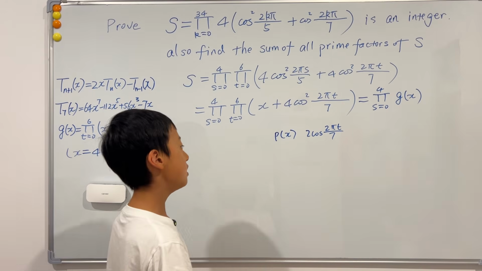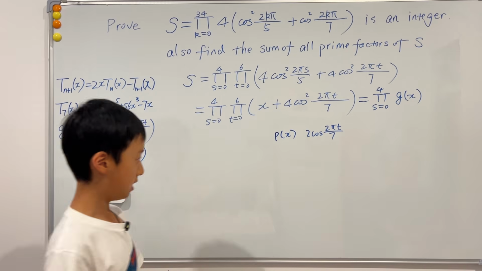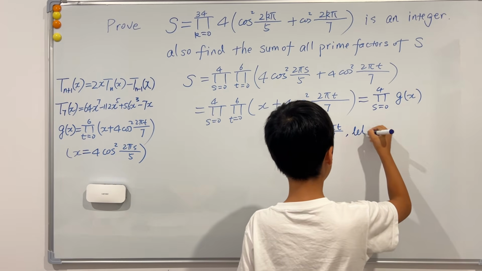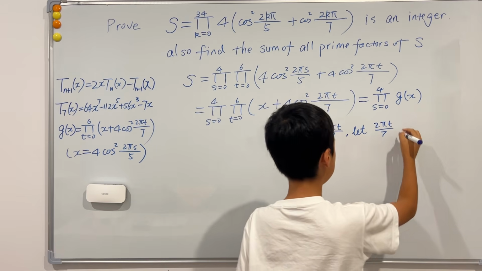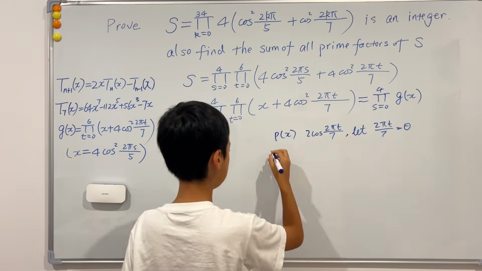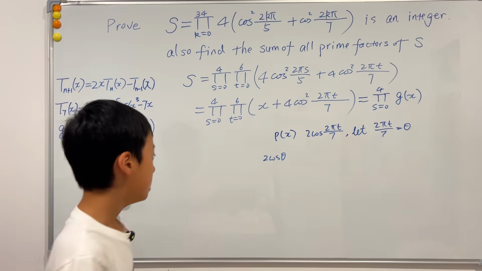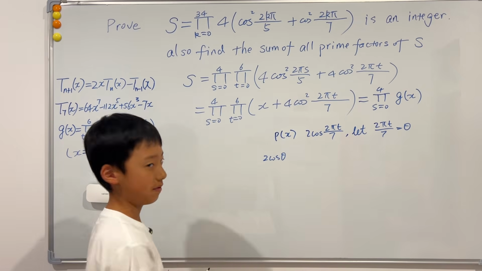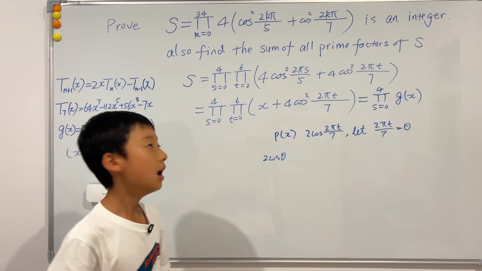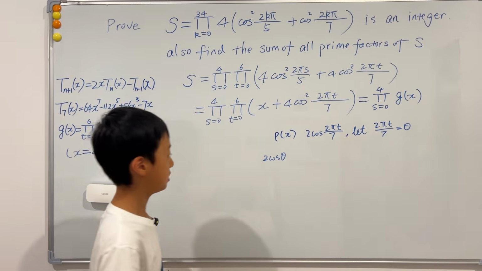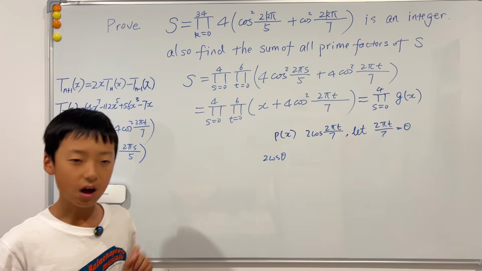If we want to find a polynomial p of x with these roots, my first step is to let this thing, 2 pi t over 7, be equal to theta. So this just becomes 2 cosine theta. Now, we want to find a polynomial such that its roots are in the form of 2 cosine theta. What polynomial is in your mind right now? In my mind, I'm thinking of the Chebyshev polynomials. But of what degree? I think it should be T7 of cosine theta.